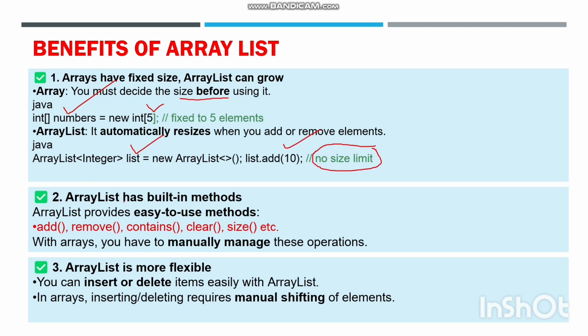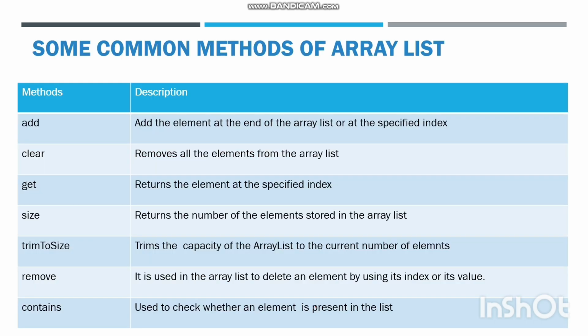Second is that the ArrayList has built-in methods. It's very convenient to use. You can add, you can remove, you can check whether it contains an element, which is for searching. You can clear the ArrayList, you can find the size of the ArrayList, and with arrays you have to manually manage these operations. Okay, so in arrays there are no built-in functionalities. You have to write a lot of code to do all these things. So the third is that the ArrayList is more flexible. You can insert or delete items easily with the ArrayList. In arrays, inserting and deleting requires manual shifting. Okay, so it's very difficult in arrays.